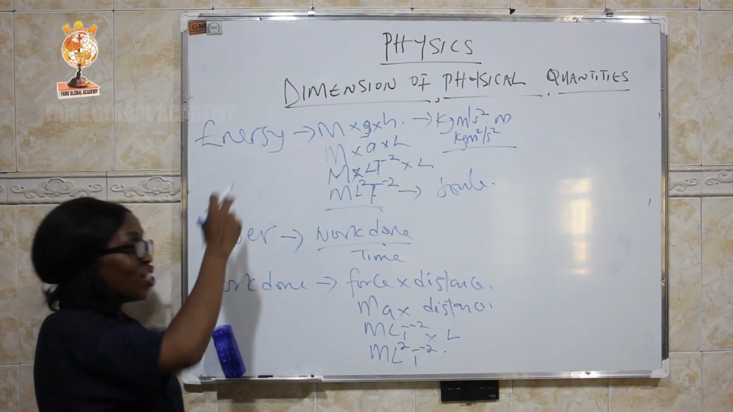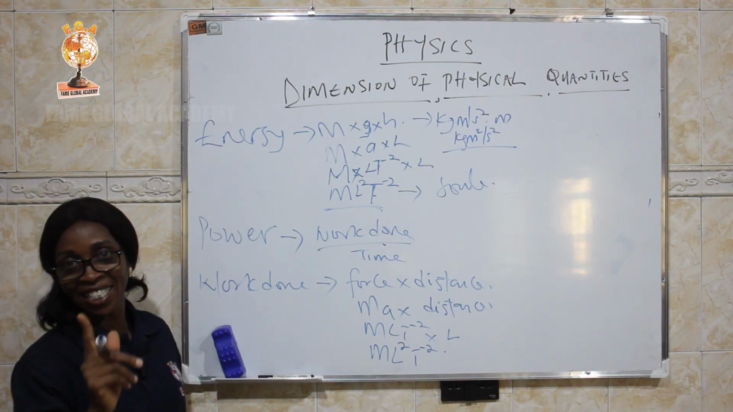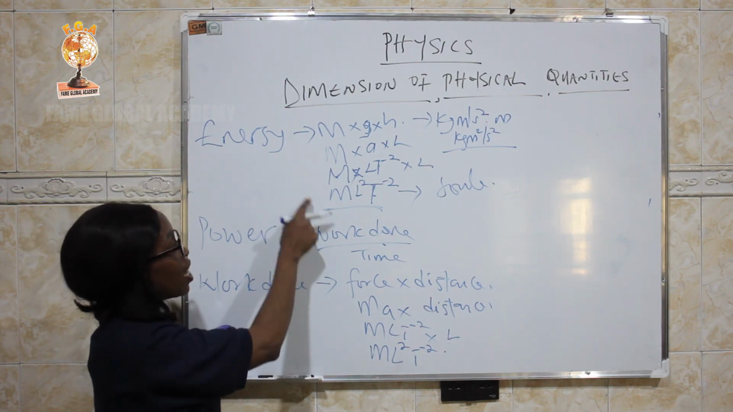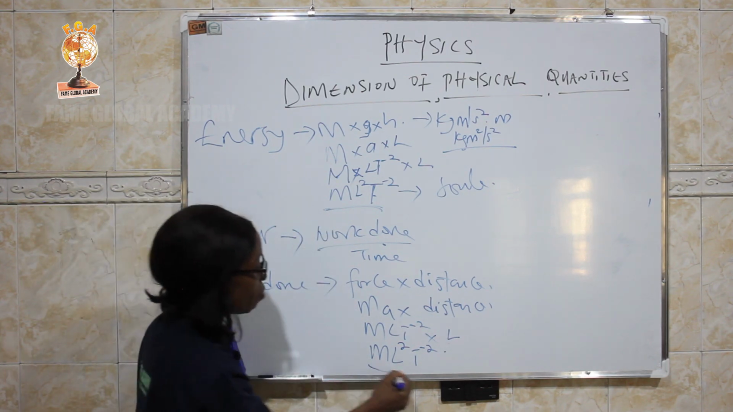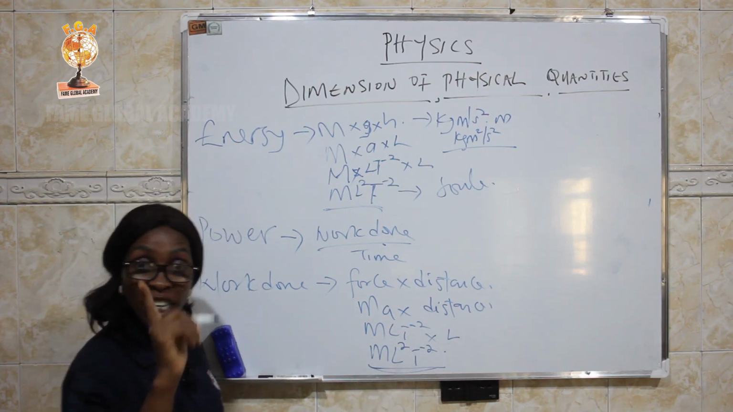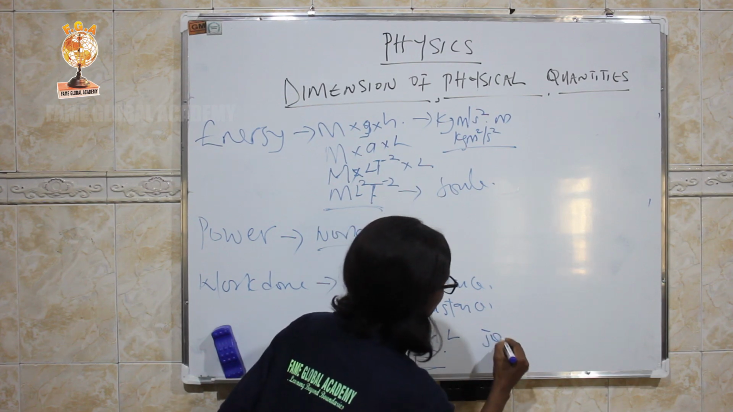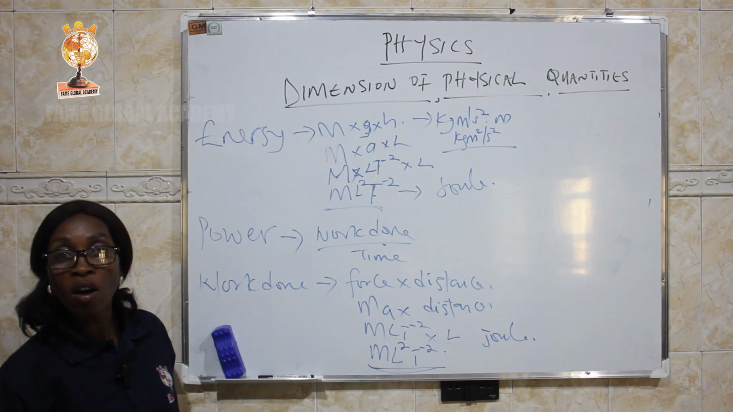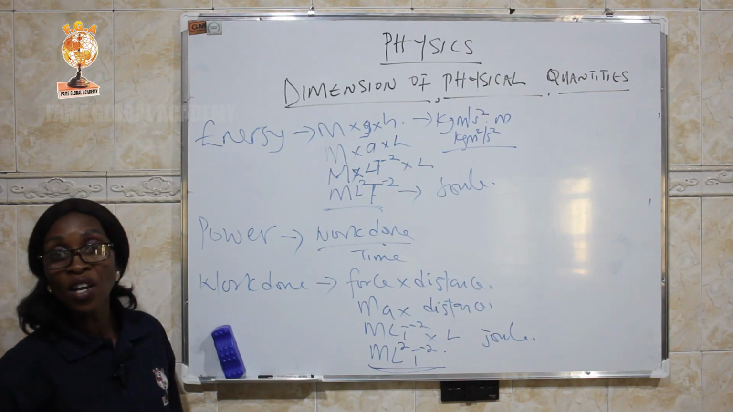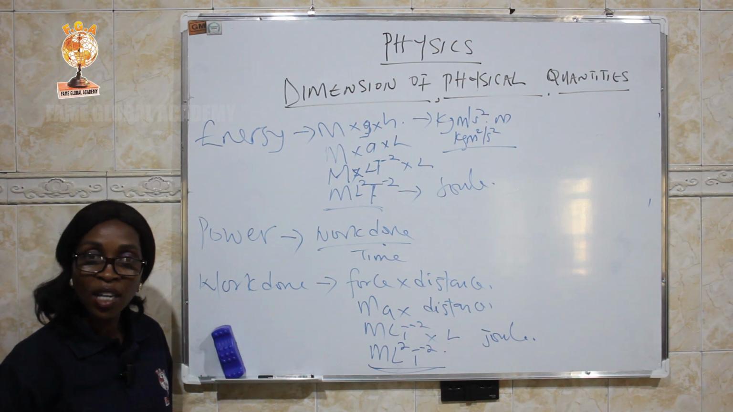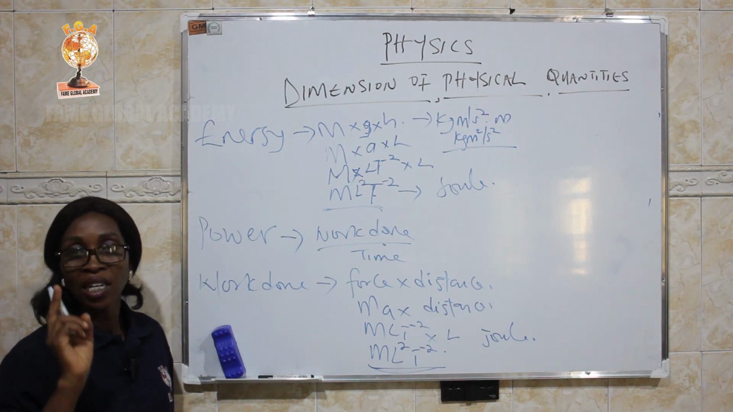And energy is the same when it comes to dimension. Work done and energy, look at it very well, they have the same dimension. And work done is also measured in joules. The SI unit for work is joules, and the SI unit for energy is equally joules. They have the same SI unit, they have the same dimension.